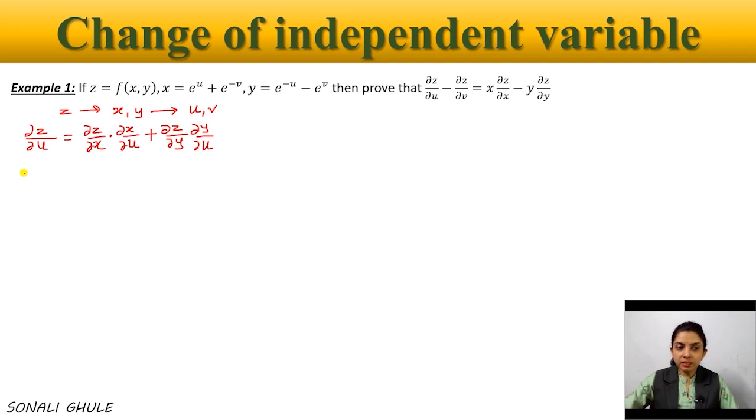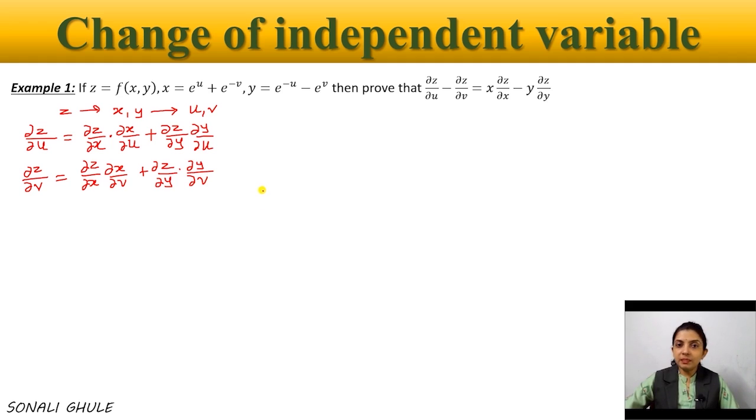Similarly, if I want to differentiate z with respect to v, as we can see here, there is no direct dependency of z on v. So I have to first differentiate z with respect to x and then x with respect to v, plus z with respect to y, and then y with respect to v. That is actually the chain rule, right? Now we have got the chain rule.